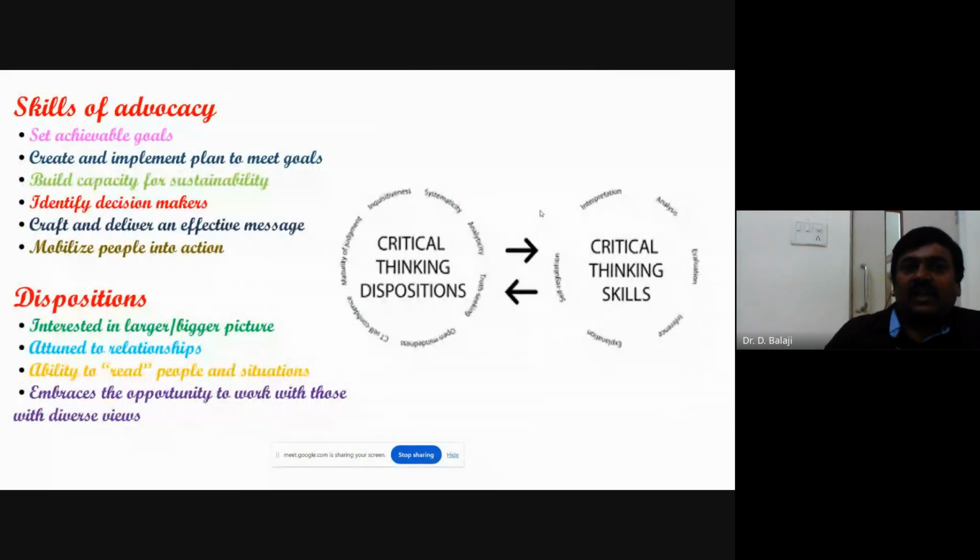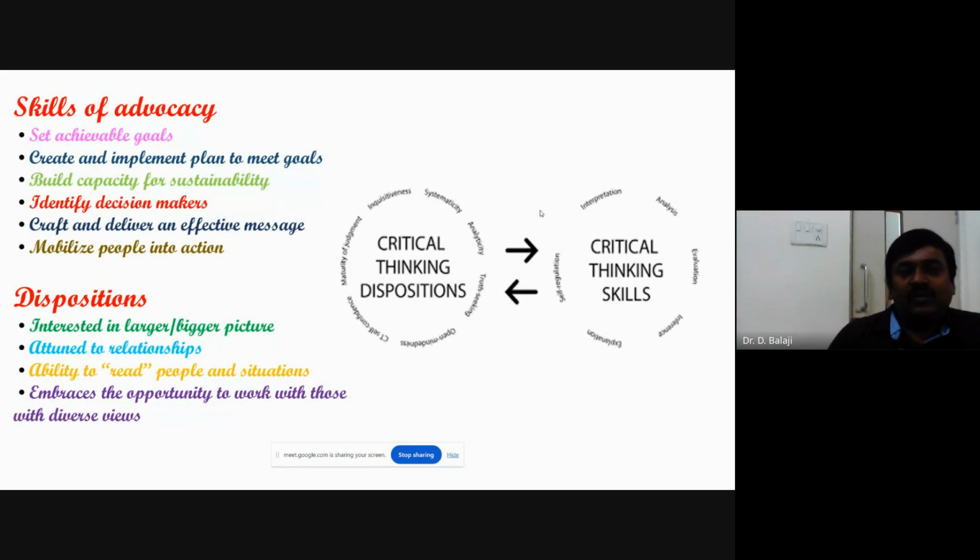Next, with regard to skills for advocacy, set achievable goals. You have to set achievable goals when you are working in an organization. Create and implement a plan to meet goals. When you set a goal, have a clear-cut plan. Build capacity for sustainability. If you want to work long in that organization, build capacity. You should possess knowledge, capacity, skills, everything.